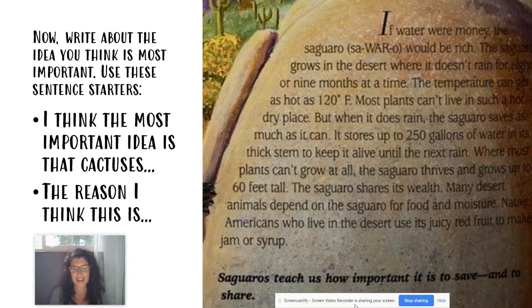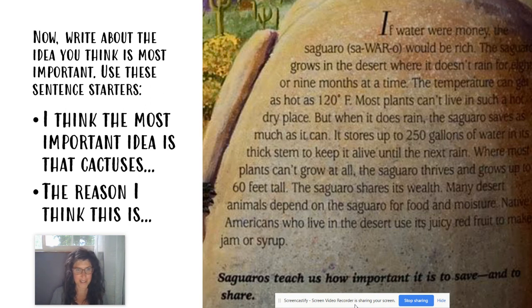So go ahead if you're finished with this writing now and go to the Submit Your Work Here folder, the yellow folder in the Schoology page. Find the Identifying Important Ideas assignment and send me your work.